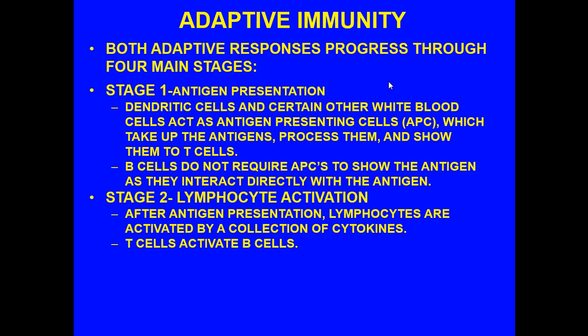First, the antigen presentation. In each case, dendritic cells and certain other white blood cells will act as antigen-presenting cells. Keep in mind, I'm going to be using APC. It's much quicker and faster than just saying antigen-presenting cells. Now, the APCs are going to take up the antigens, process them, and show them to T cells. Now, B cells do not require APCs to show the antigen, as they interact directly with that antigen, both of which participate in antigen presentation. That's stage one.